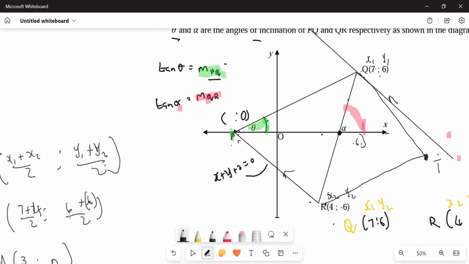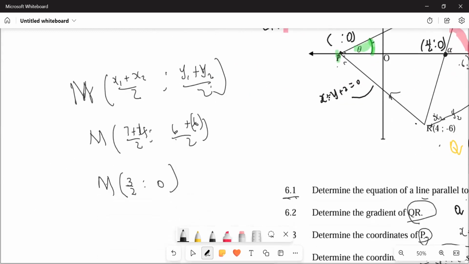You have 11 over 2. It's 11 all over 2. 11 all over 2 and 0. Okay, let's come and check here. Let's update this. It's 11 all over 2 and 0. But 0, I'm fine. It's fine. I'm right.